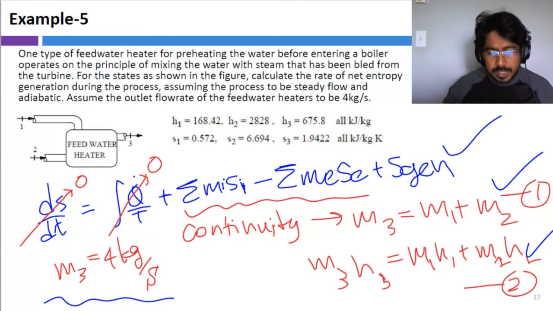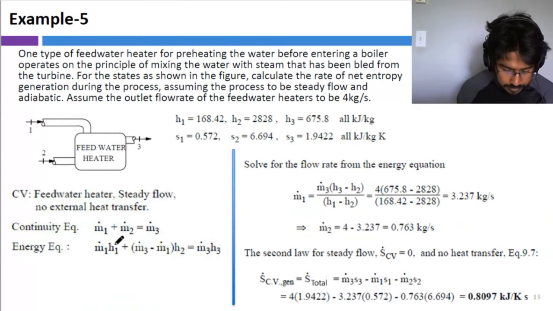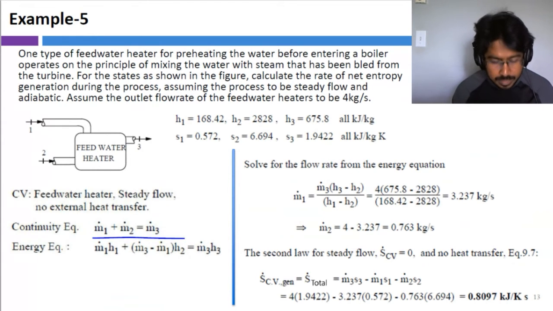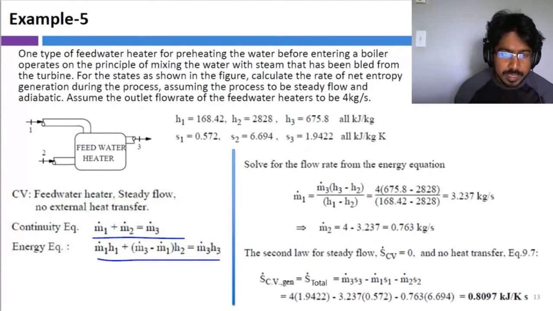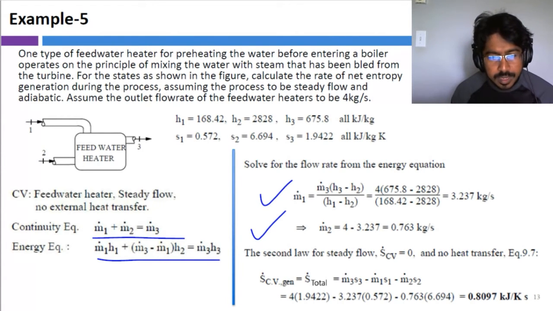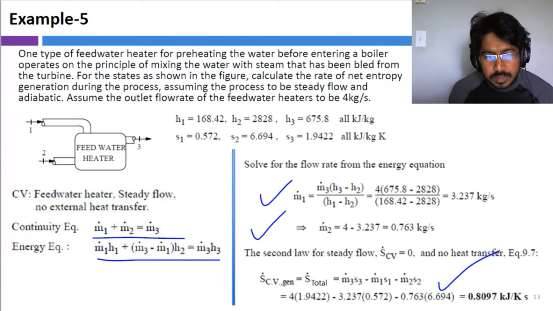So let's go to the next page and see how this is done. These are the exact same steps. We use the continuity equation, and then we write the enthalpy balance, and with that we can calculate M1 and M2. With this information available, we can plug in the numbers for the entropy generation and calculate the final number.